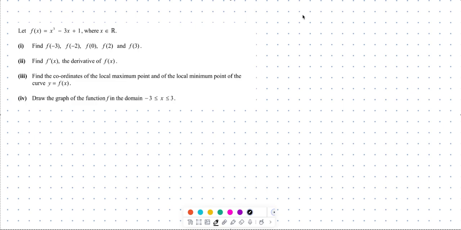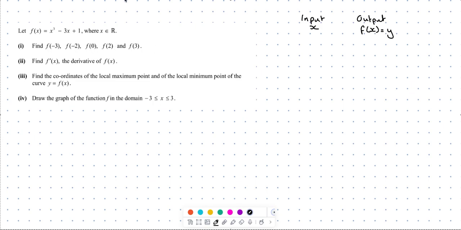Another thing you need to remember is not only is x the input and the output f of x, but f of x is also connected to y. Those two are used interchangeably throughout the course. The first question says, find f of minus 3, and then f of minus 2, and f of 0, f of 2, and f of 3. All we're doing is replacing the letter x with minus 3, minus 2, 0, 2, and 3 in each scenario.